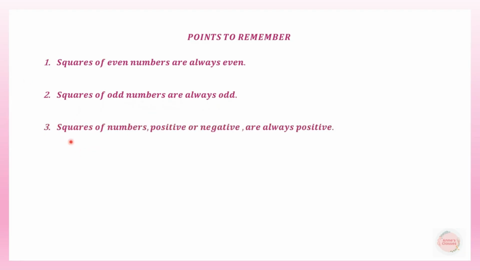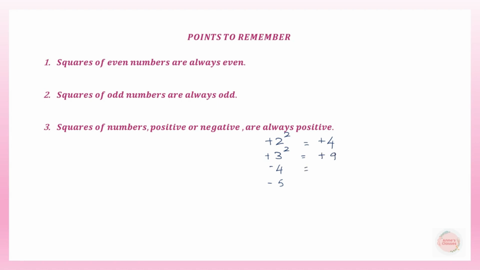Next point, squares of numbers, whether they are positive or negative, are always positive. If you take some numbers like 2, 3, -4, -5 and take the squares. 2 square is 2 twos are 4. This is a positive number, so plus into plus is plus, so plus 4. Now here 3 is a positive number. The square of 3: plus into plus is plus, 3 threes are 9.